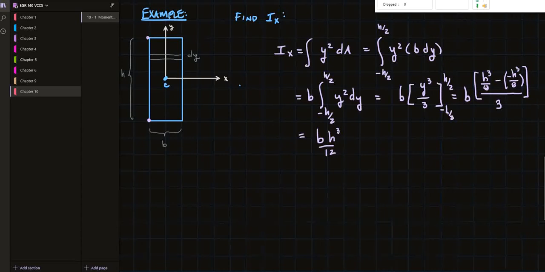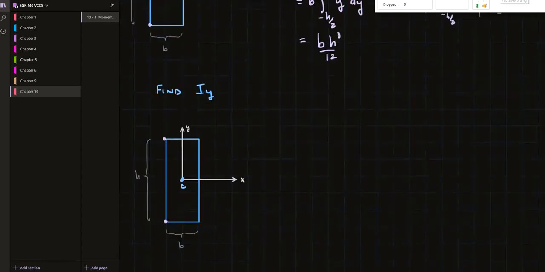So let's continue with this and find IY. So now we're going to have a situation where we need to look at a differential element dx here.